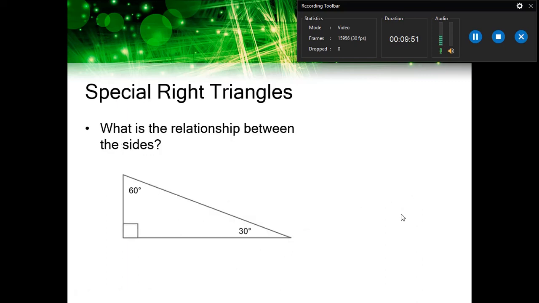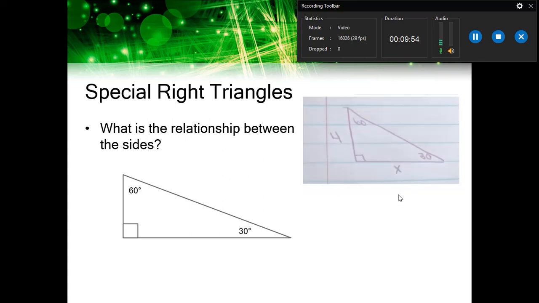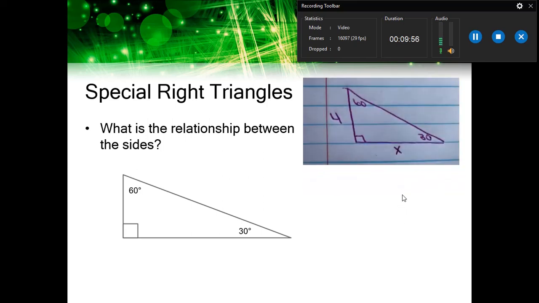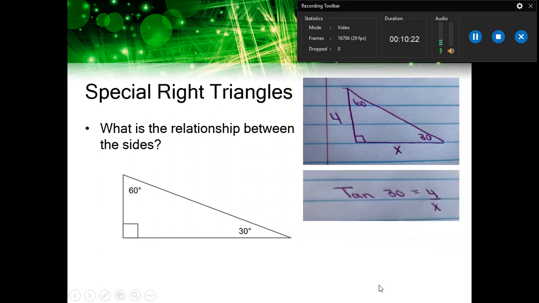We're going to go through one example, and then we'll see where it takes us. I randomly chose the shortest side to be 4, and I want to know what's the relationship between the short leg and the longer leg. So I've placed an X there, and I'm going to calculate the longer leg. Based on what's present in the diagram, I'm going to have to use a trig ratio to find X. So if I'm here at 30, 4 is my opposite side, X is my adjacent side. Opposite over adjacent is tangent. So tangent of 30 equals 4 over X.